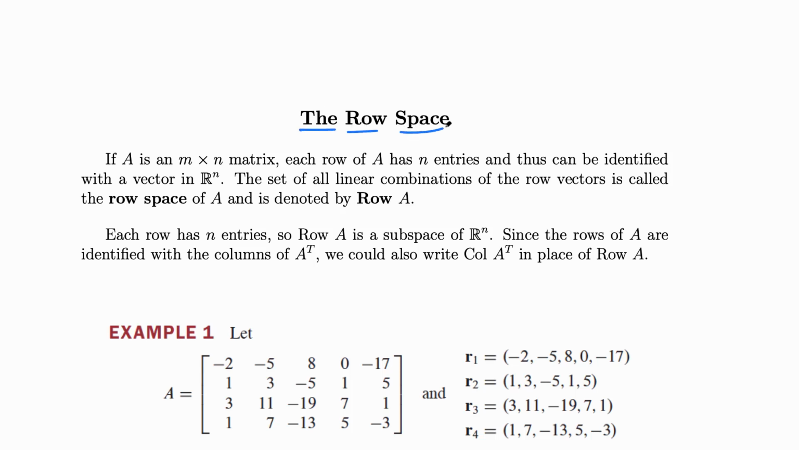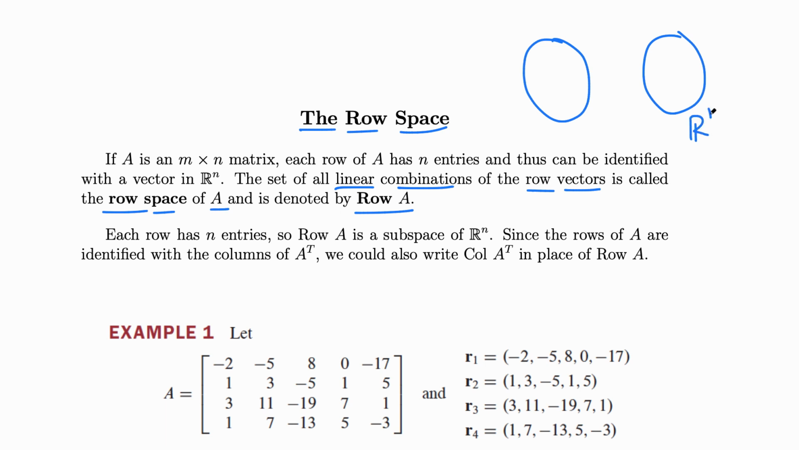The row space. So the set of all linear combinations of the row vectors is called the row space of A and is denoted by row A. Okay, it's like the column space, and we write col A. So when we have two vector spaces, let's say here is Rm, here is Rn, and when we have a linear transformation from Rn to Rm, then we can denote that linear transformation by a matrix A, where A will be of size, it's backward, m by n.